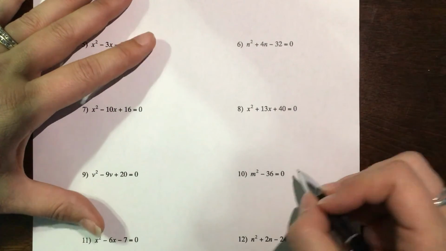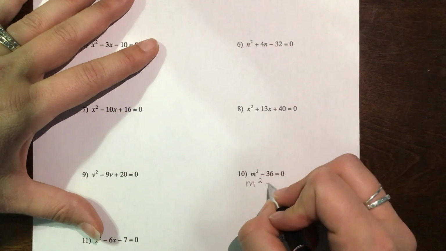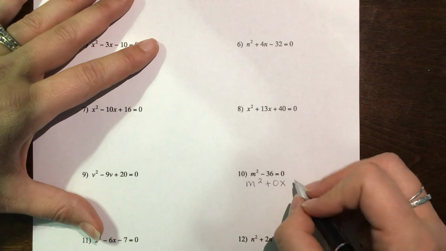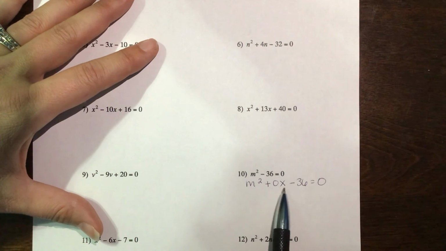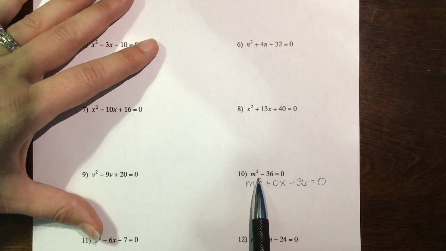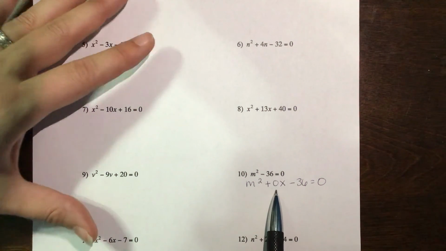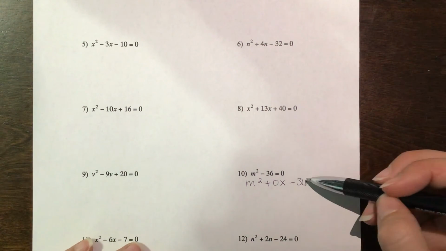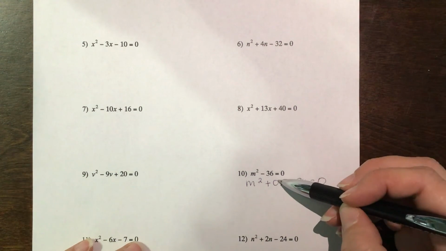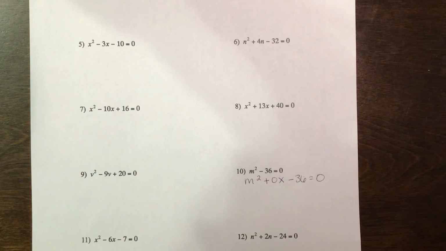Okay? For number 10, you can look at it like this. That might make a little bit more sense to you. I'm putting the 0x in the middle because it's missing, so the b value is missing. So I plug in a plus 0x just to make it easier. Do the same thing. Factors of 36 that subtract to give you 0, so it's going to work, okay?